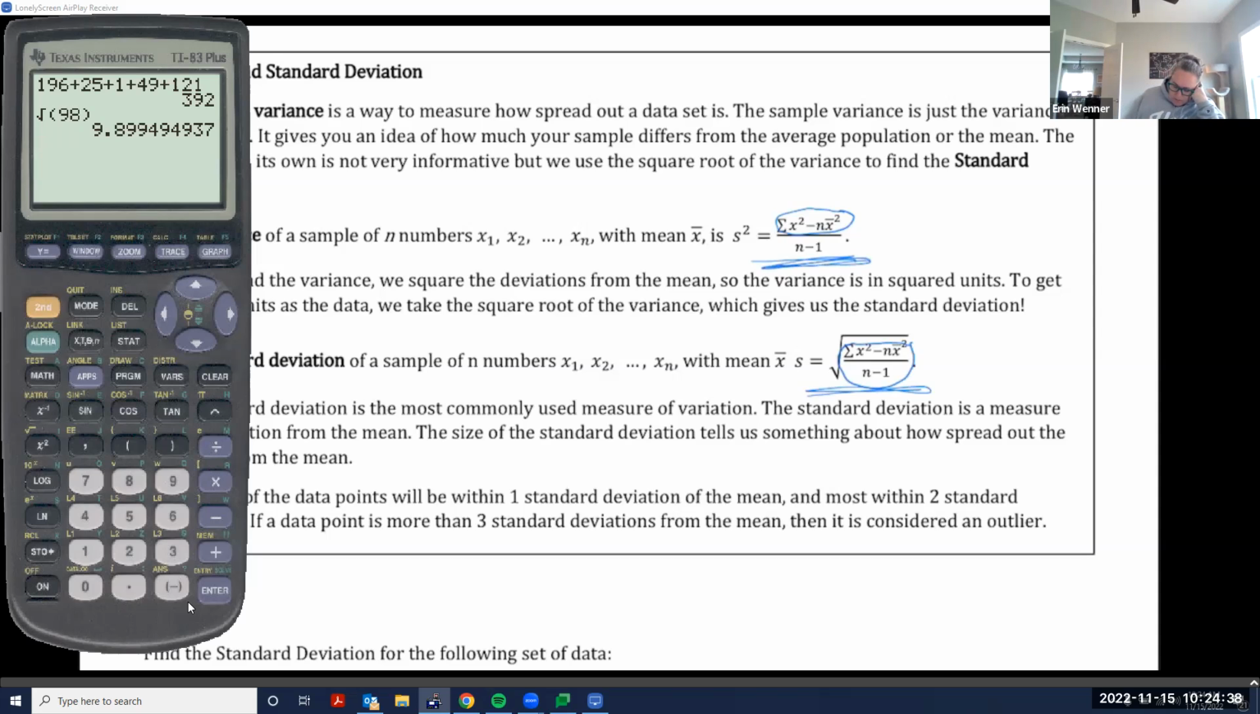The standard deviation is the most commonly used measure of variation. The standard deviation is a measure of the variation from the mean, and the size of the standard deviation tells us something about how spread out the data are from the mean. So if the standard deviation is big, then your data is more spread out. If the standard deviation is small, then your data is closer together.